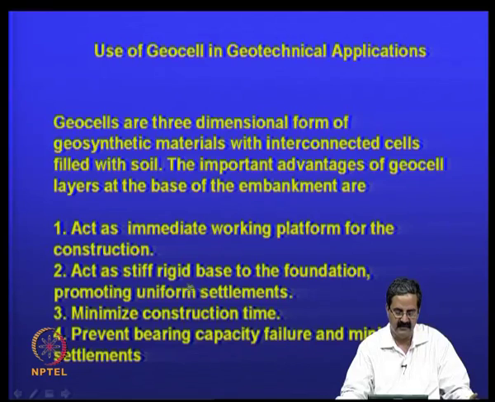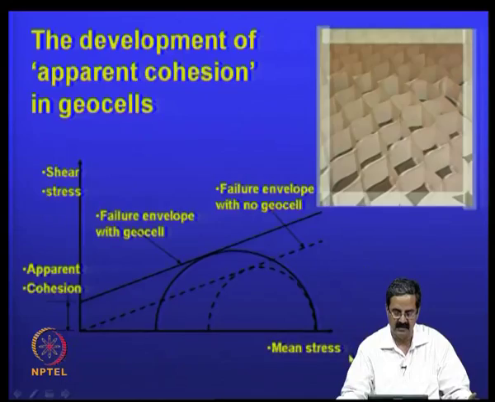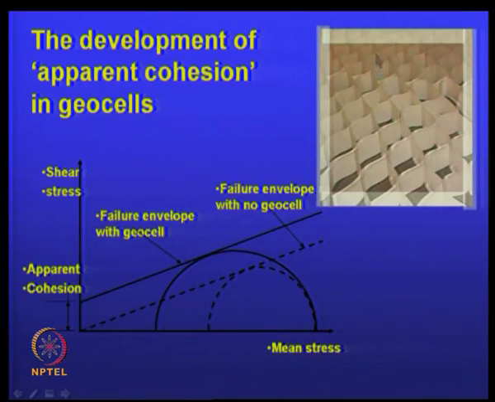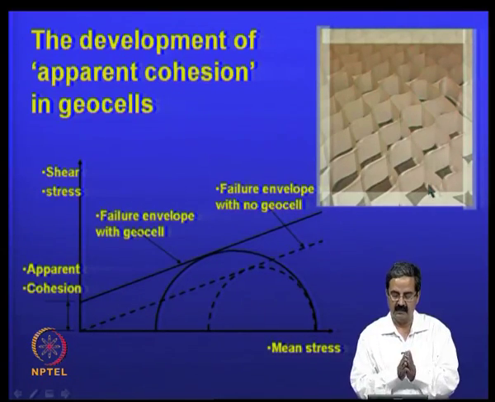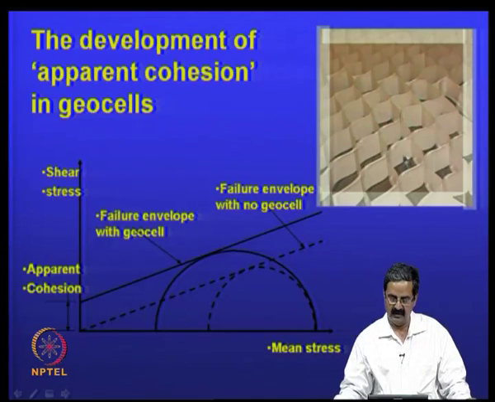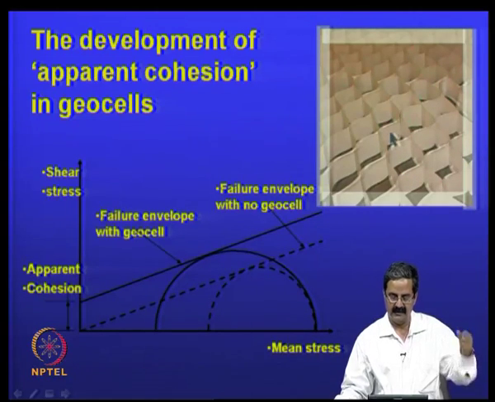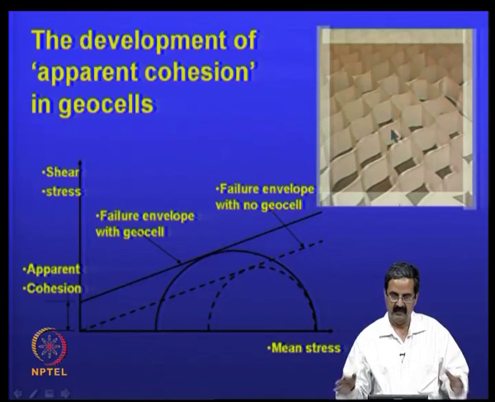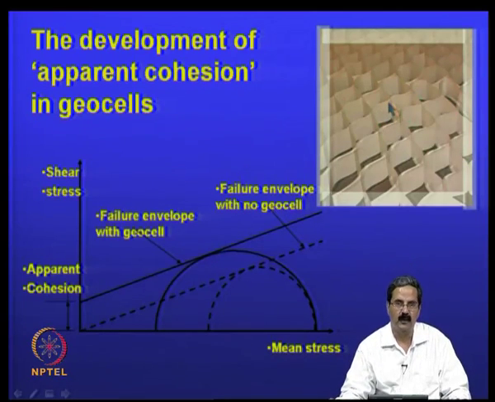Then it acts as a stiff rigid base to the foundation, promoting uniform settlements. It minimizes the construction time, prevents bearing capacity failure and minimizes settlements. These are some advantages. It comes in the form of a cellular matrix. You can just expand it, and in these gaps a lot of soil can be compacted. When it expands, radial strain and radial stresses are introduced in this system, and they provide a confining pressure.